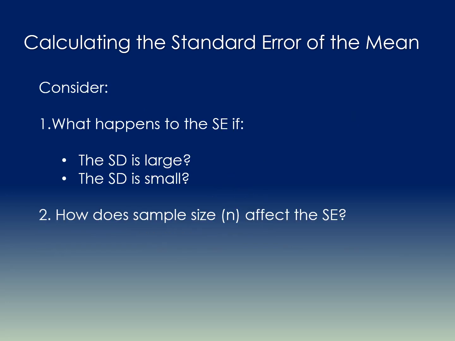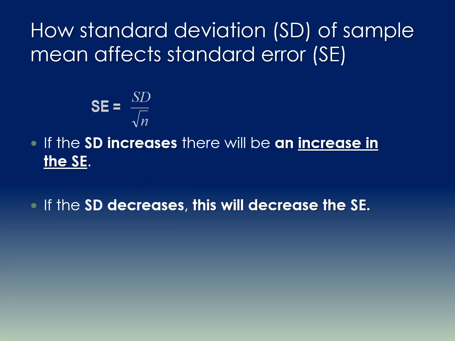Two things. Let's consider a couple of things. What happens to the standard error if the standard deviation is large or if it's small? And how does the sample size affect the standard error? Let's look at a couple of examples coming up. So the math here is pretty straightforward, right? And I've got some examples coming up after this slide, but we'll look at how standard deviation and sample size affect the standard error.